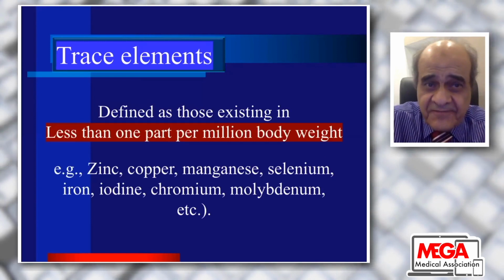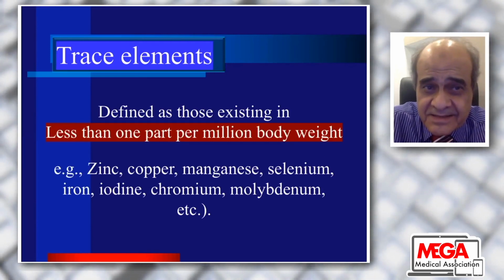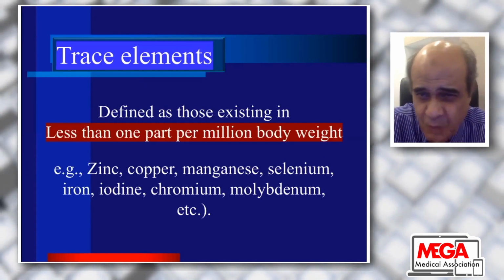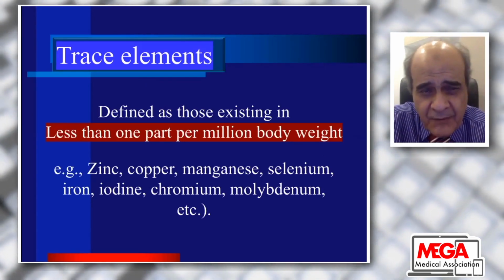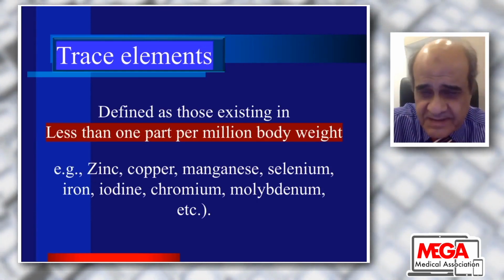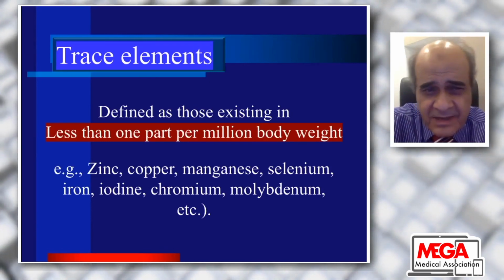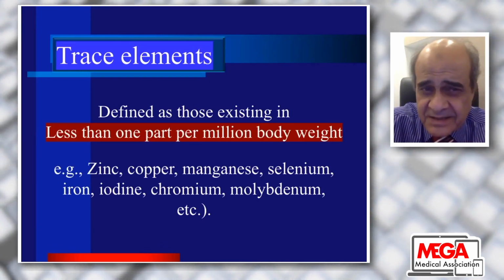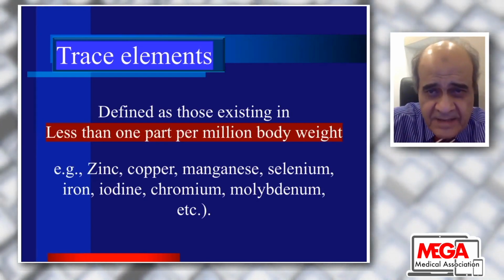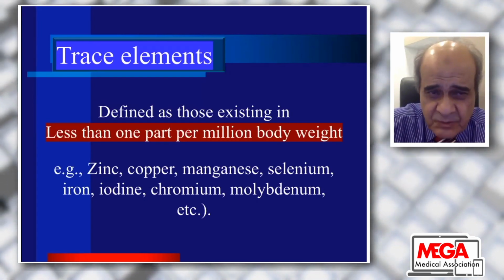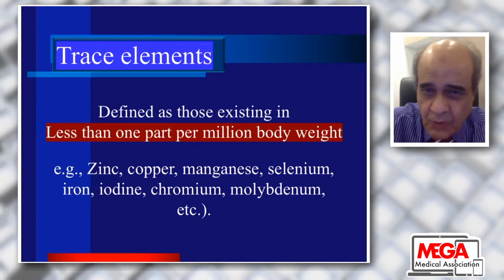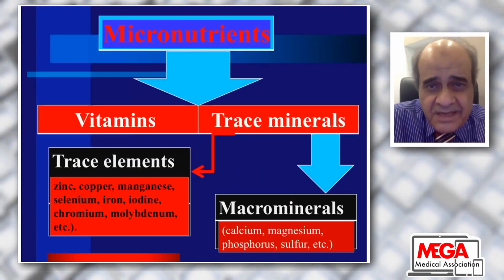Trace elements are really defined as less than 1 part per million of body weight, a very small amount inside the body. Some are macro trace elements, measured in milligrams, and the others are micro trace elements, measured in micrograms. The common trace elements we face in the ICU are zinc, copper, manganese, selenium, iron, iodine, chromium, and molybdenum. All of these are essential for the patient.